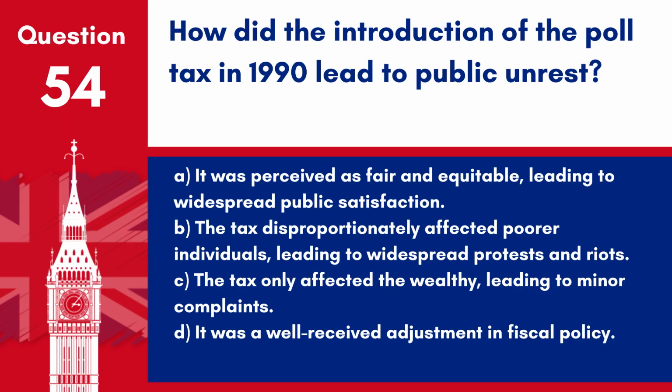Question 54. How did the introduction of the poll tax in 1990 lead to public unrest? A. It was perceived as fair and equitable, leading to widespread public satisfaction. B. The tax disproportionately affected poorer individuals, leading to widespread protests and riots. C. The tax only affected the wealthy, leading to minor complaints. D. It was a well-received adjustment in fiscal policy.